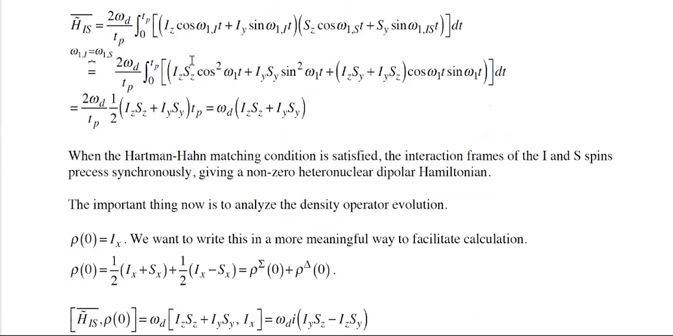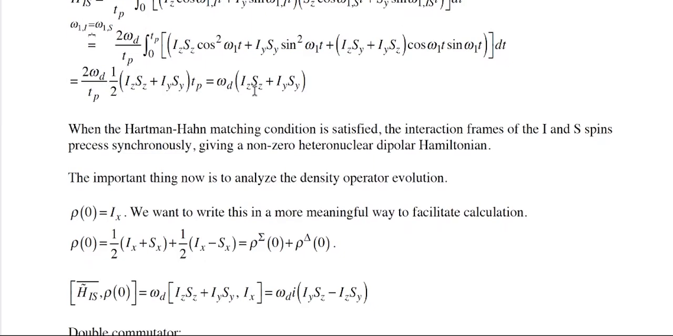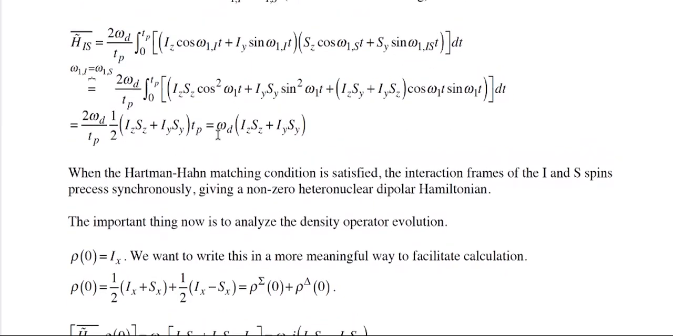I get collector terms, IzSz. Now, instead of cosine omega 1I t and cosine omega 1S t, I have cosine squared omega 1 t. That's very important because you can see that there are going to be finite non-zero terms coming out. I have IySy sine squared omega 1 t, and then again, I have cross terms, but now you know when you have cross terms, cosine sine, it's going to average out to 0, drop out of the calculation, and I would only have the same directional spin operators, IzSz, IySy coming out. There's the time averaging, so make sure there is a 1/2 coming out. And so the average heteronuclear dipolar interaction now is IzSz plus IySy, and then the omega D is in front.